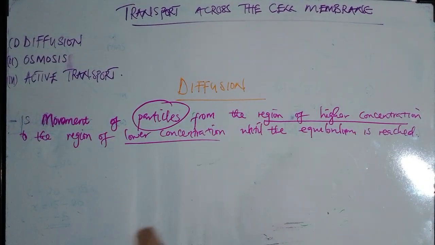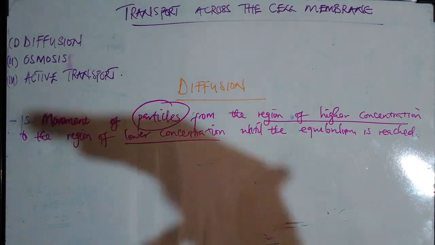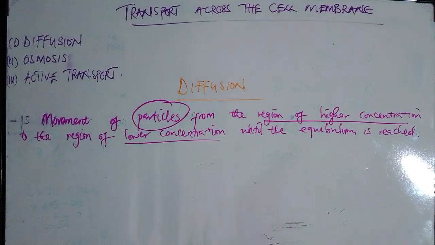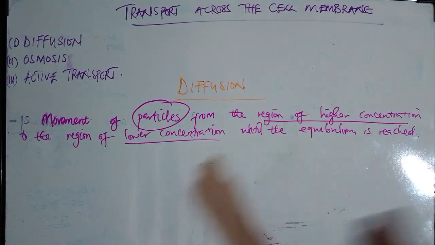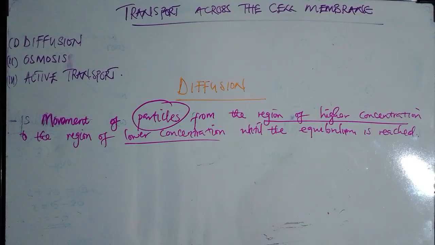And what you need to understand when you're talking about diffusion is that it has no selective permeable membrane to allow the movement. So diffusion can occur without the membrane. That is one important thing you need to understand. So now we have understood the definition of diffusion.